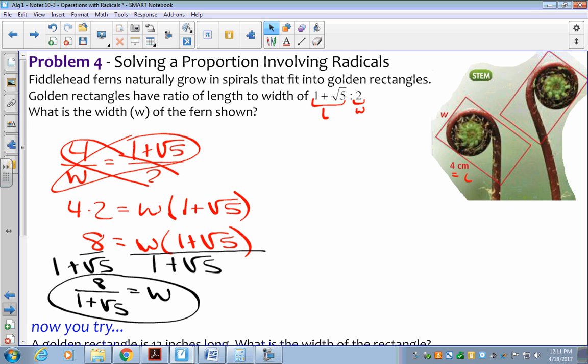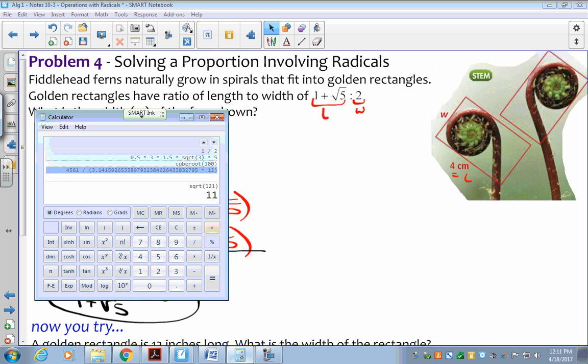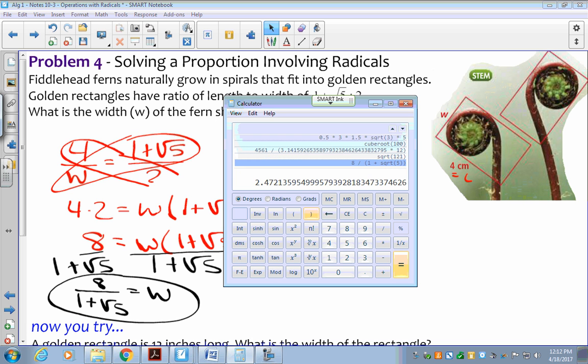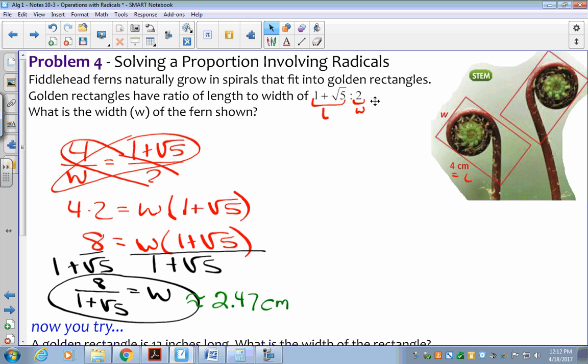Does it make your heart cry a little bit? Because all this is numbers. We can go 8 divided by 1 plus the square root of 5. So the width is approximately equal to 2.47 centimeters. That make your heart a little happier?